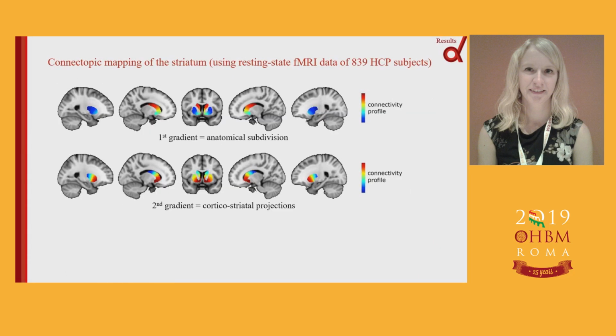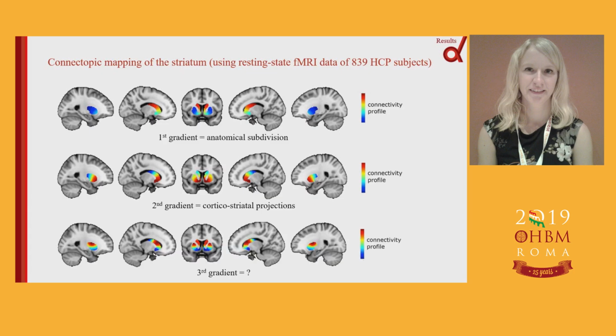So as Koen has already explained, the first gradient in the striatum represents the anatomical subdivision into putamen, caudate, and accumbens. The second gradient is a ventromedial to dorsolateral gradient associated with corticostriatal goal-directed behaviors. But there is also this third gradient. And as you can see, this gradient is very different from the first and second gradient. So we wanted to investigate whether this gradient could maybe be related to dopaminergic projections.